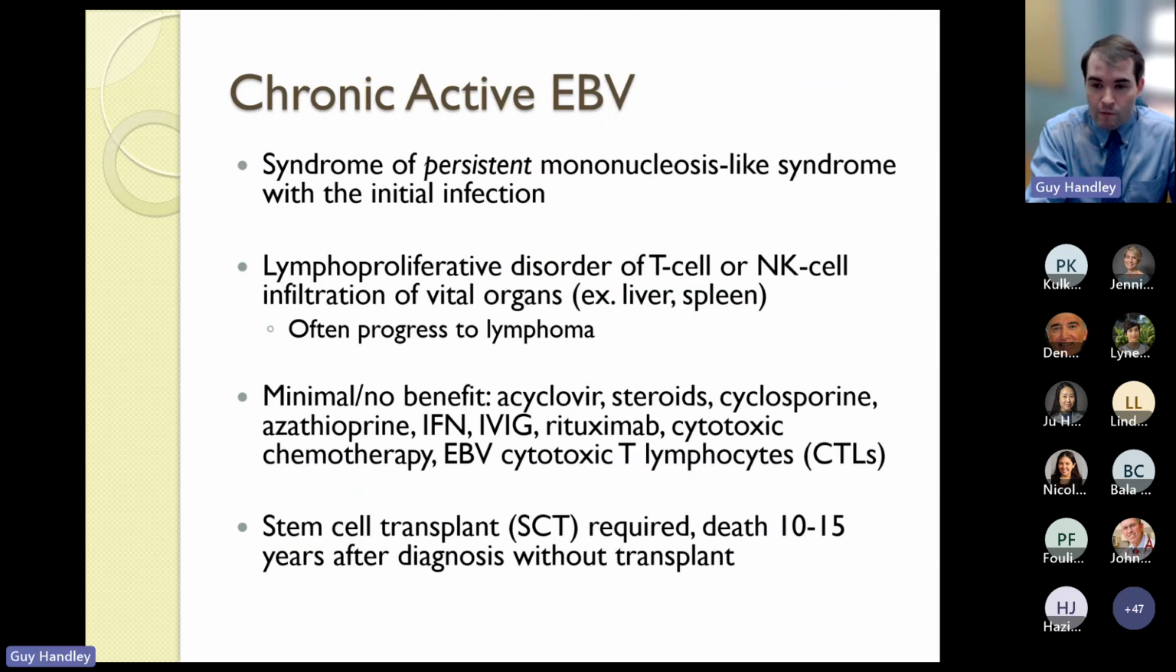Chronic active EBV is essentially where you have your acute mononucleosis and then it just leads right into a persistent syndrome of those symptoms. The pathophysiology of it is a lymphoproliferative disorder of T or NK cells, and it's actually required not just to have that, but they have to be shown to be infiltrating vital organs, usually on a biopsy specimen. This can progress to a very aggressive high-grade lymphoma. Many things have been tried to treat it, but unless you're able to get to a stem cell transplant, those patients do very poorly, and the prognosis is very poor.